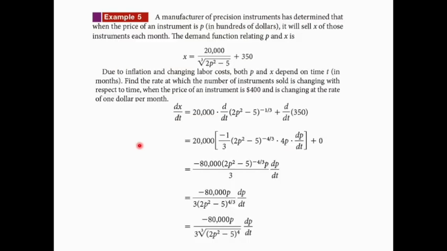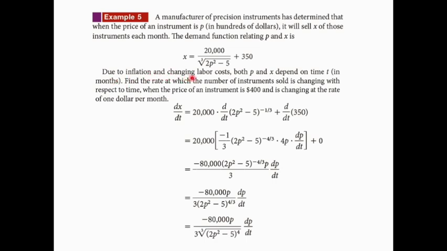Example 5, it says a manufacturer of a precision instrument has determined that when the price of an instrument is P in hundreds of dollars, it will sell X of those instruments each month. The demand function relating P and X is, so here's our function here. So that means we plug in the price of the instrument in here, and we would get out the number of instruments that are sold.